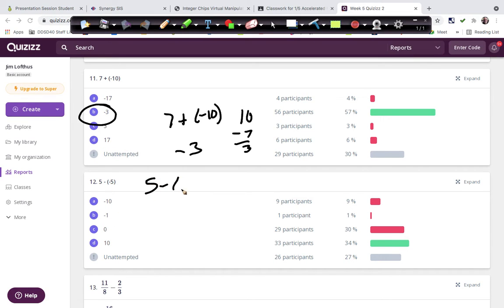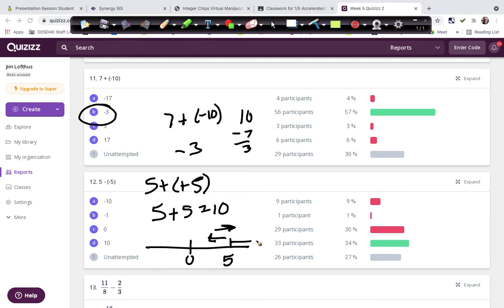5 minus a negative 5. So we're going to start with 5, and we're going to add the opposite of this. Opposite of negative 5 is 5, so that's 10. A number line would tell us to start at 5, and then subtract goes this direction because it's negative. We go this direction, so we're going to go 5 that way to the 10.